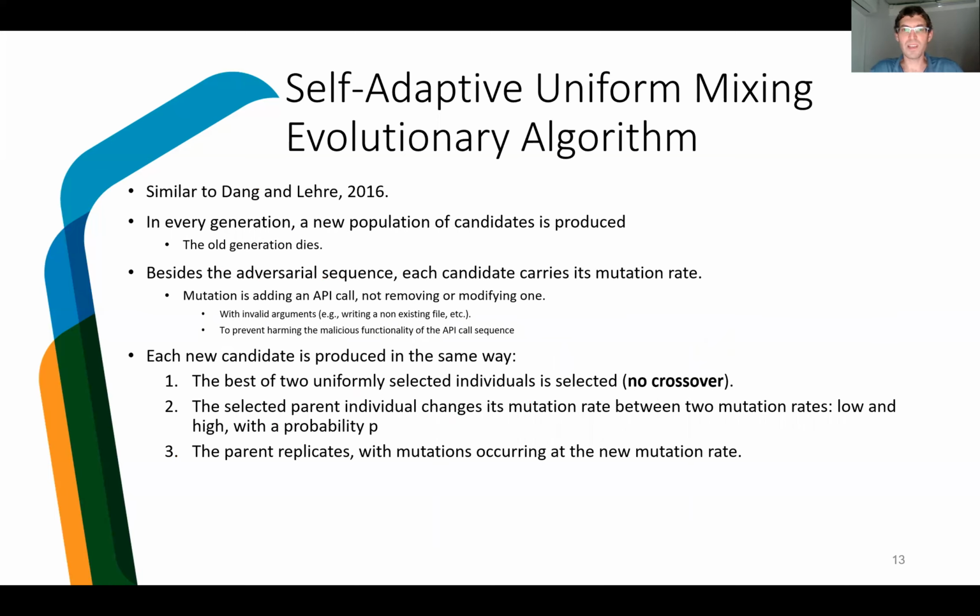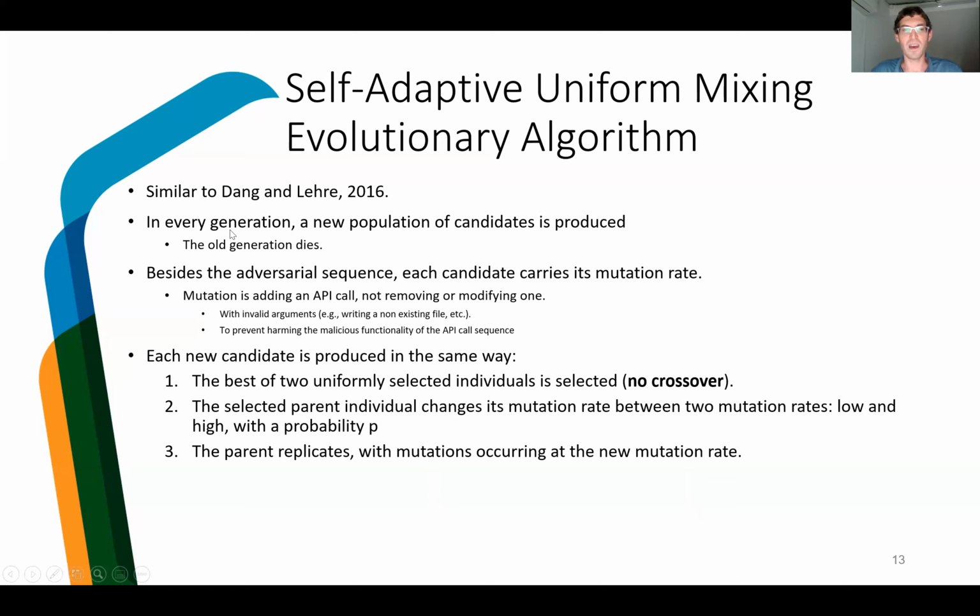Let's speak a bit about the self-adaptive uniform mixing evolutionary algorithm that we've used. We've tried several smart search or random search algorithms, and this one gave us the best result. It's a variant similar to the one used by Dang et al., but we did fit it into our domain. For instance, every mutation is not modifying an API call, but only adding an API call, which changed the flow of the algorithm.